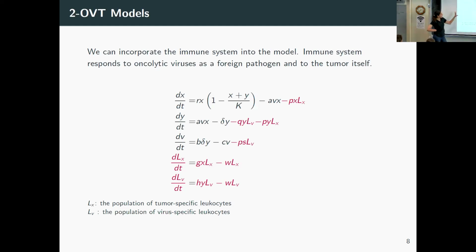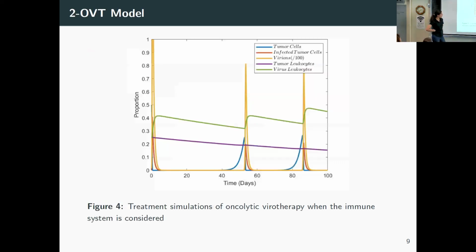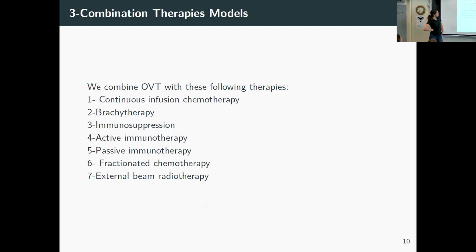Okay, we are going to use this model now. This is going to be our base model, and we're going to combine different therapies with this model that we have here. This is just the simulation of the model we just saw. We're going to combine it with 7 different therapies. We're going to go through them one by one, and at the end, we're going to have a comparison of all of these.